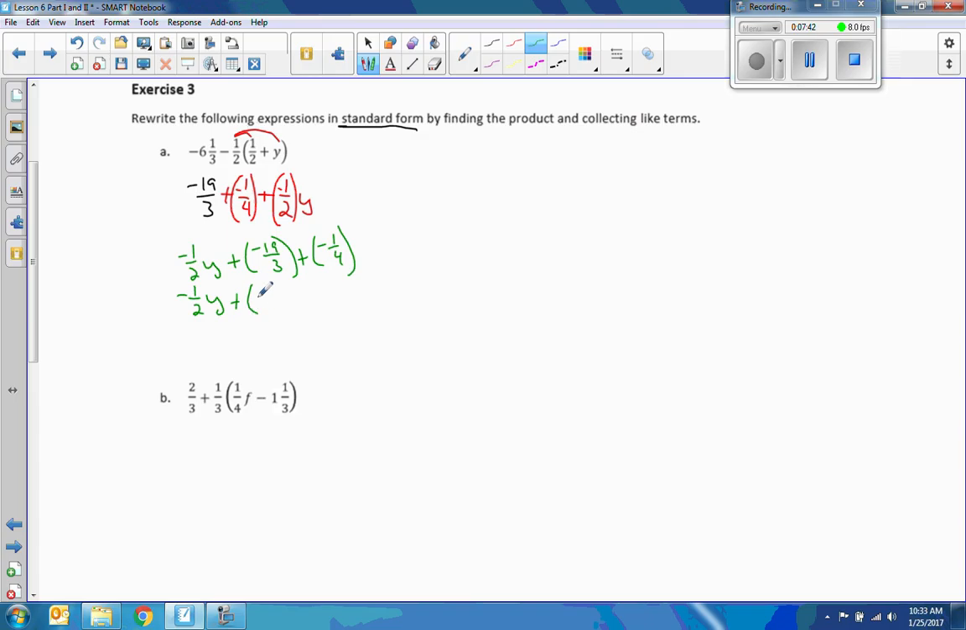So it's going to be plus a negative, and I need a 12 denominator, so I have to multiply by 4. 19 times 4 is 76. Plus, and I need a 12 down here, and I had to multiply by 3, so 3 times 4 is 12. So I have negative 1/2 y, and then just add these. Plus, negative 76 plus a negative, forgot my negative here, negative 3 is a negative 79 over 12.